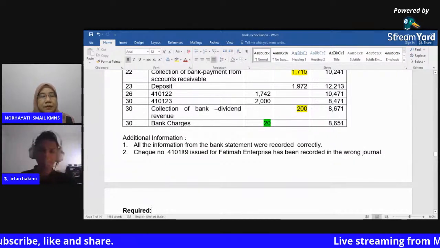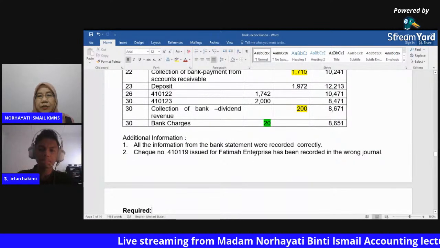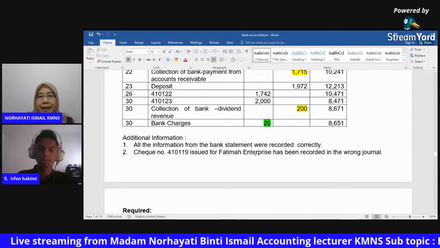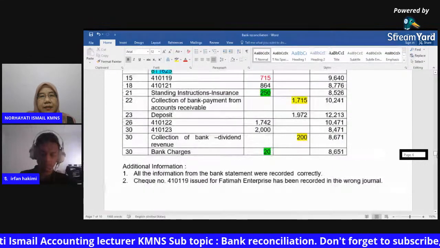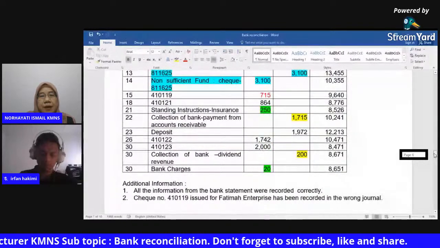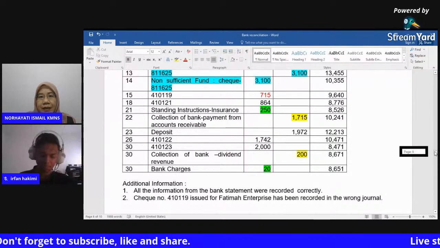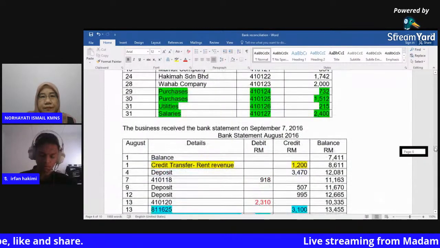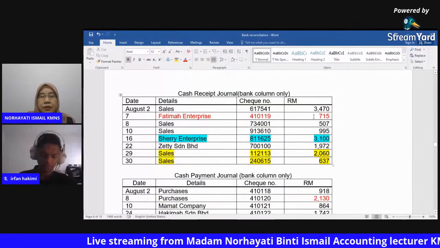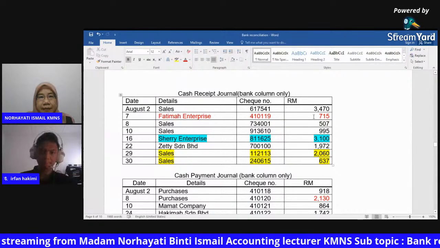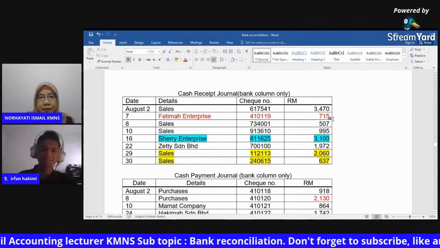And check number 410119 issued for Fatima Enterprise had been recorded in the wrong journal. So there is an error. So an error has been made in the cash book. So the correct amount is 715 in the bank statement, but it had been recorded wrongly in the cash book. This amount should be recorded on the credit side, but had been recorded on the debit side. So we have to double the amount.